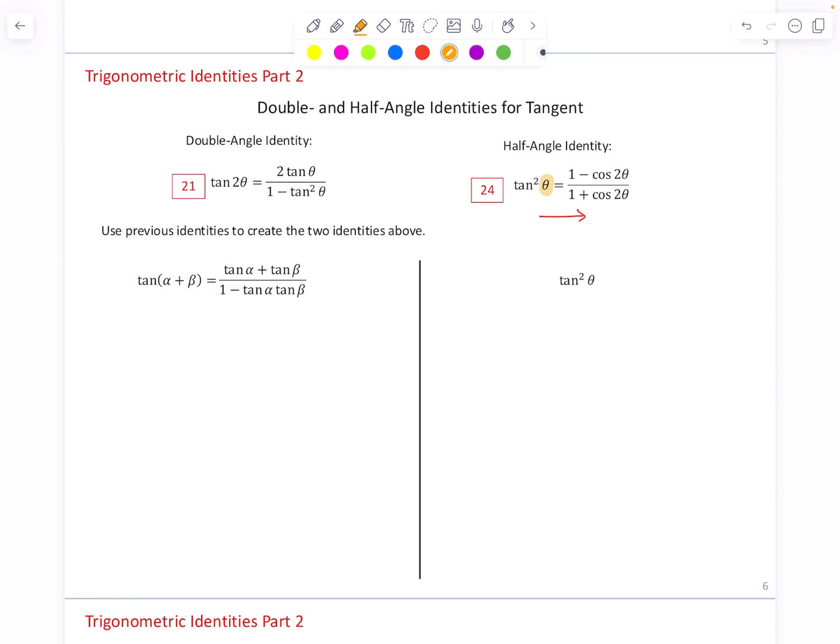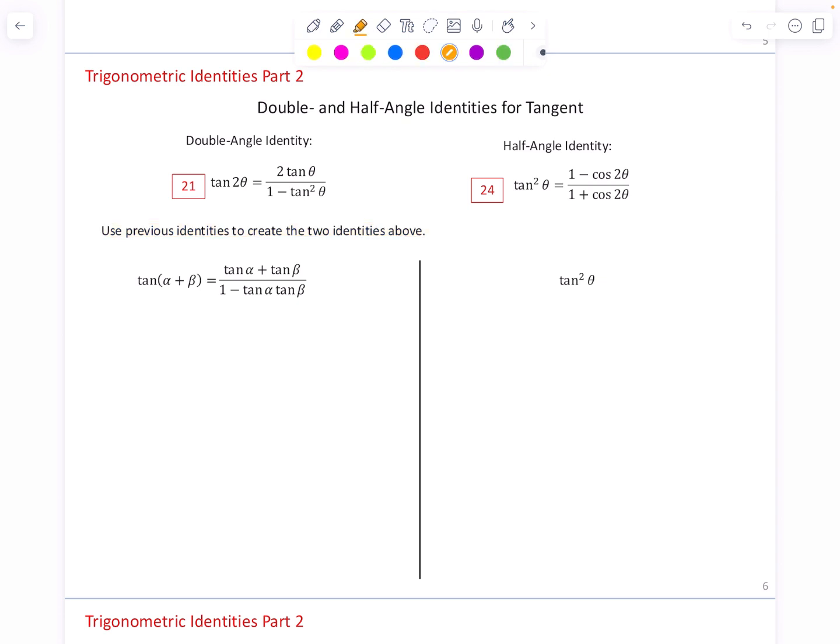In this direction, the angle theta doubles to 2 theta, and there's some cosines involved here. But using the identity this direction, the angles start at 2 theta and become theta, so they cut in half. So it's really a matter of perspective. But officially, identity 21 is called the double angle, and 24 is called the half angle. We will use previous identities to create the two identities above.